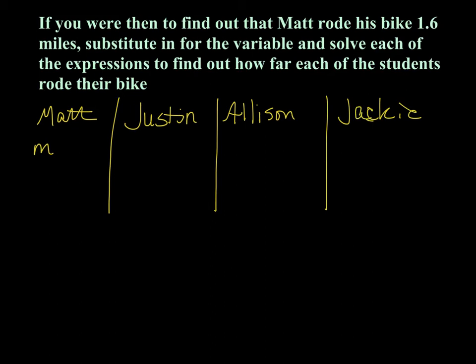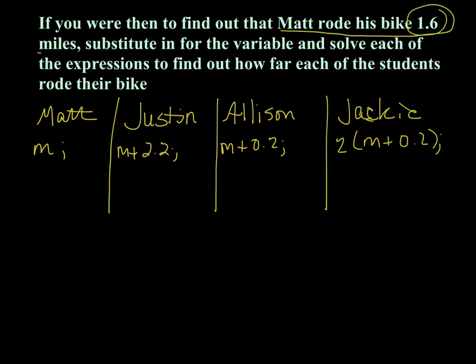So Matt, I know my expression is M. Justin, we've got M plus 2.2. Allison is M plus 0.2. And Jackie is 2 times the quantity of M plus 0.2. I know up here the information that's given is that Matt rode his bike 1.6 miles. So for each and every one of these, I have to say that M is equal to 1.6. M equals 1.6.